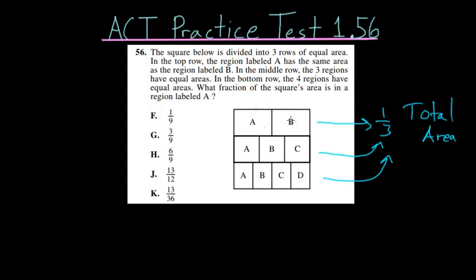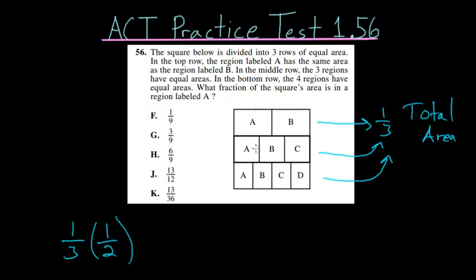And then looking at this top row, let's focus first on this region here. We know that A and B are equal in area. So that means that A takes up exactly half of this top row. And since this top row takes up 1/3 of the total, then this box here, A, would take up 1/2 of 1/3 of the total area. So 1/2 of 1/3 is just a multiplication problem. We can multiply 1/3 by 1/2, or vice versa. You'll get the same result.